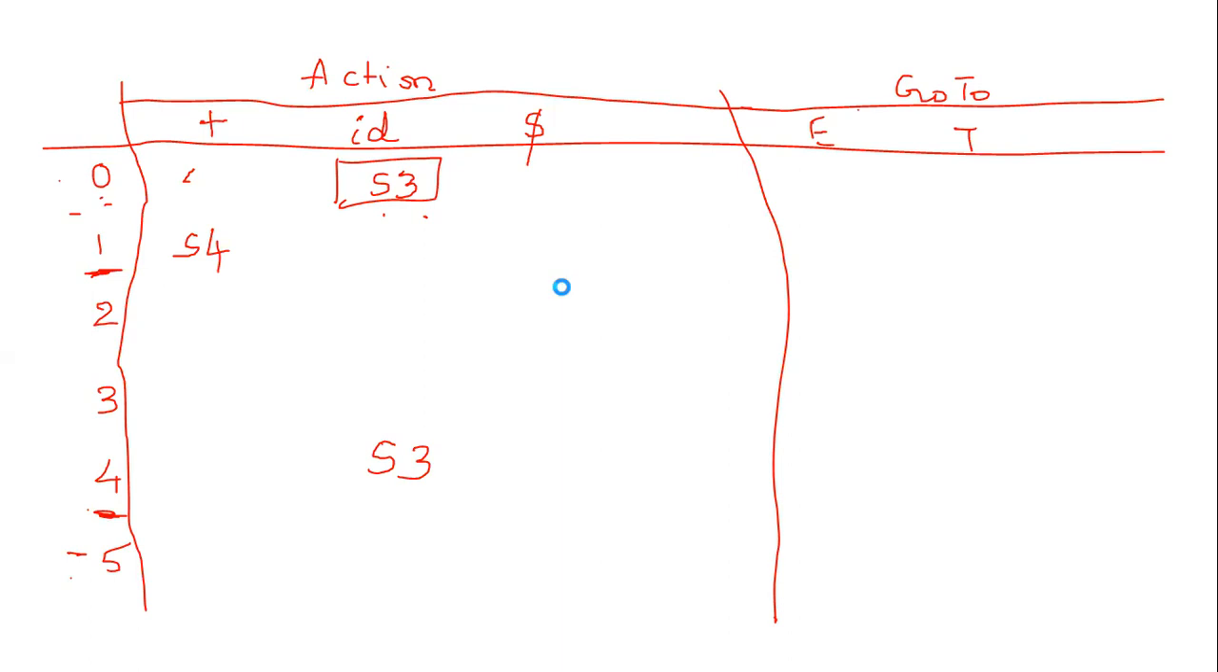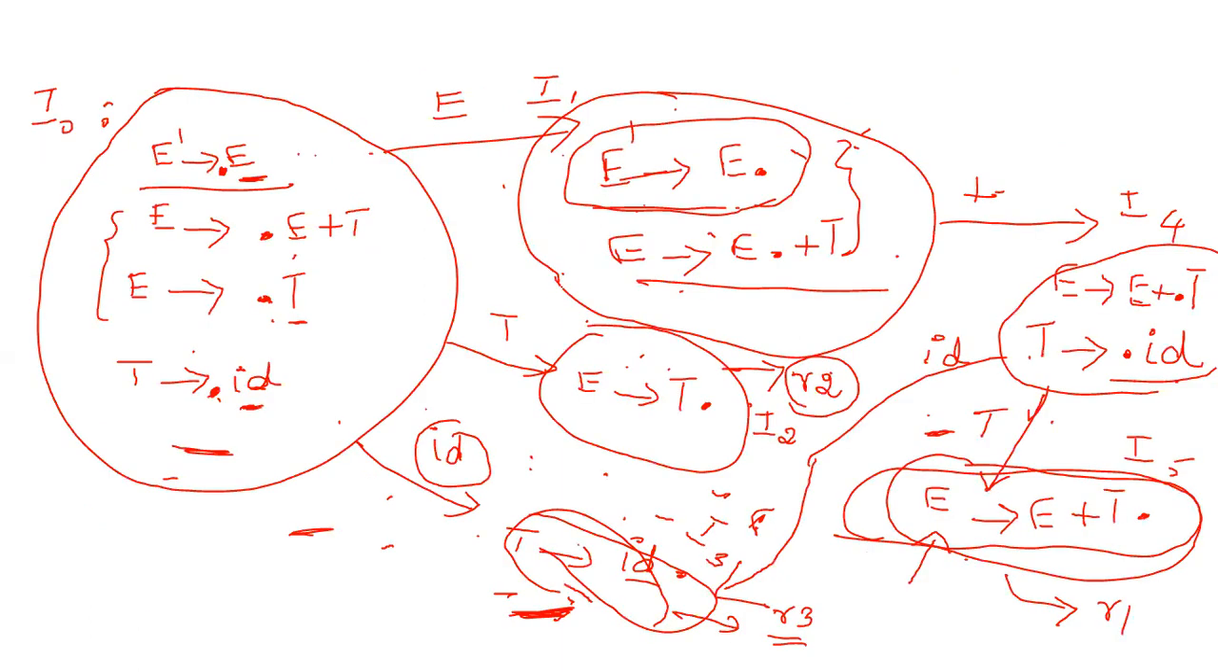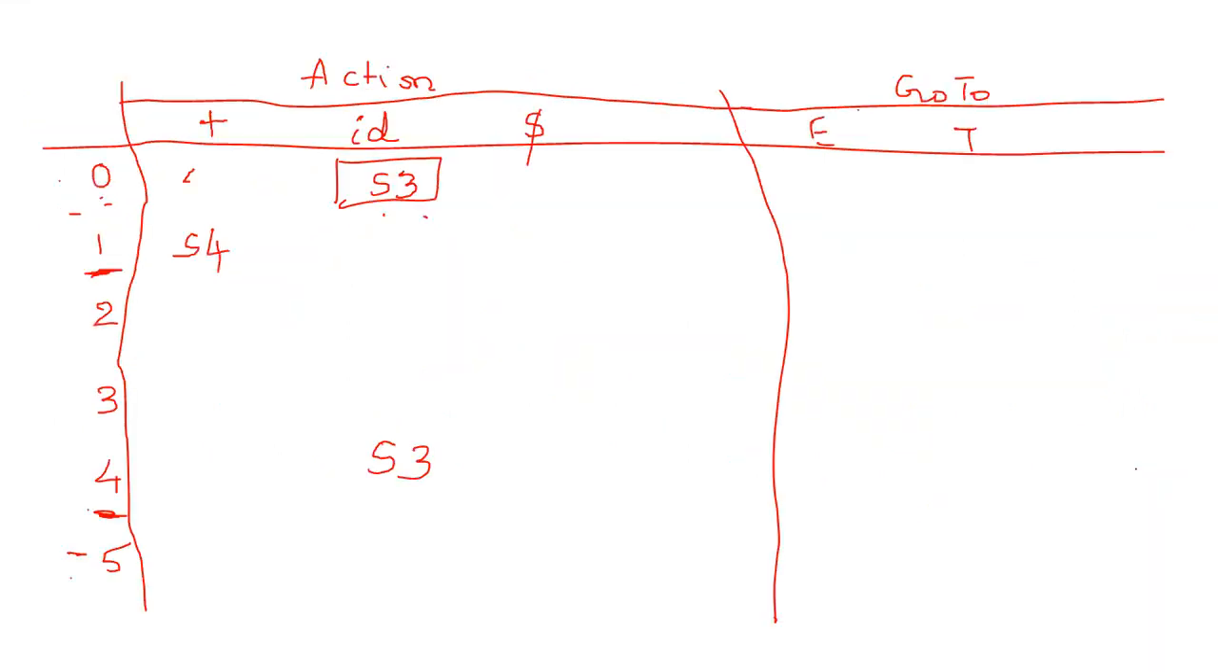Now, where do I have to fill R1? This is the state I5. So for I5, what is the follow of E? Plus and dollar. So in plus and dollar, I need to fill R1, R1.